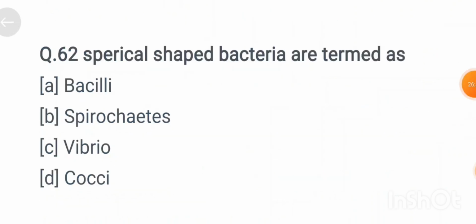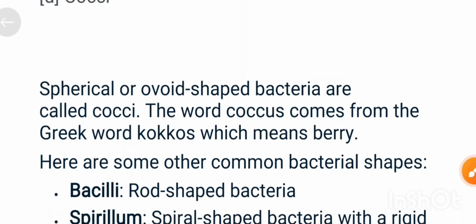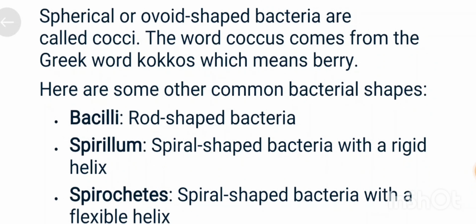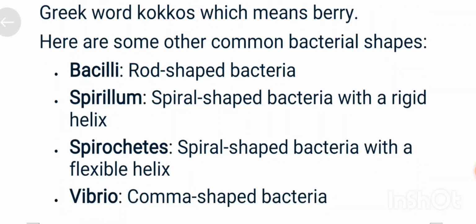Spherical shaped bacteria are termed as: option A, bacillus; option B, spirochetes; option C, vibrio; option D, cocci. Correct answer is option D, cocci. Spherical or oval-shaped bacteria are called cocci. The word coccus comes from the Greek word for berry. Other common bacterial shapes are bacillus, spirillum, spirochetes, and vibrio.